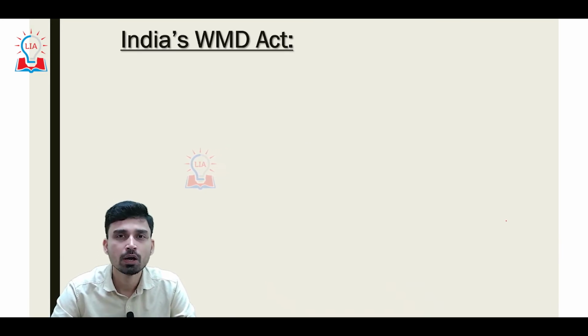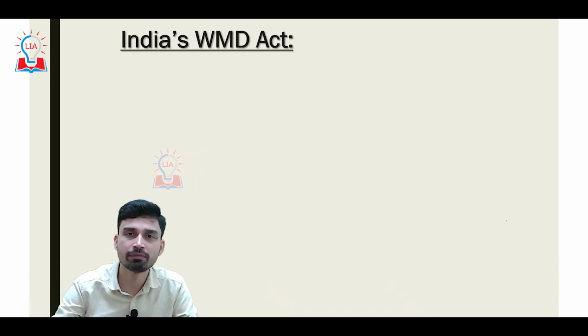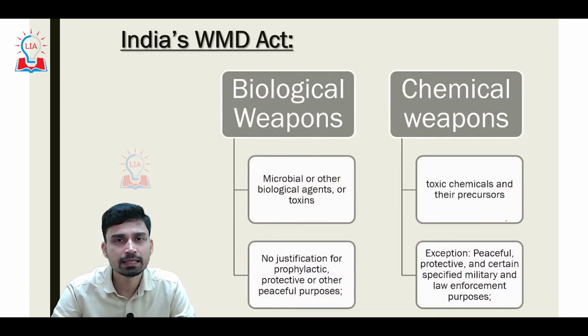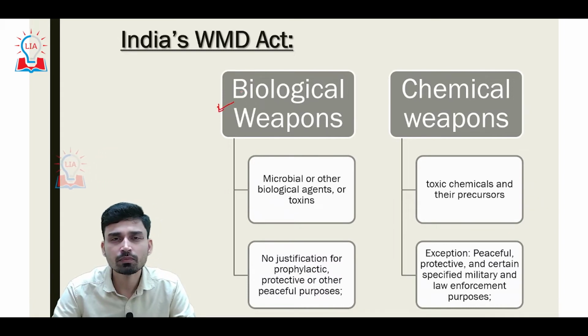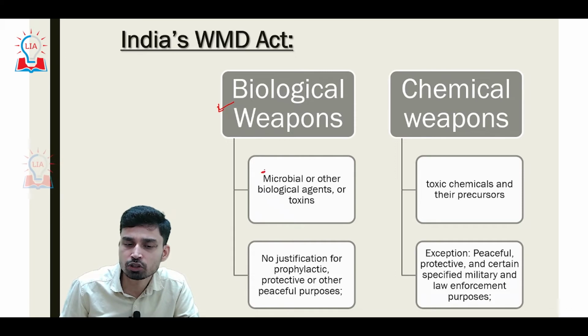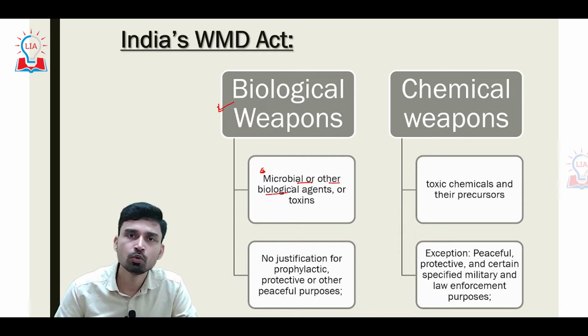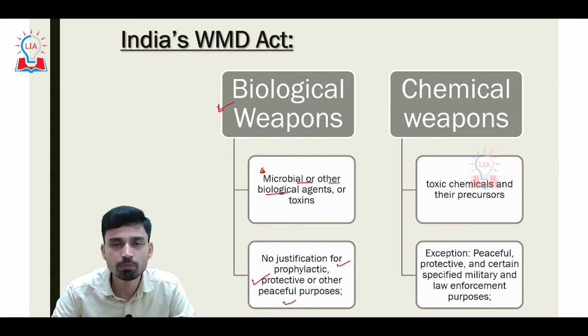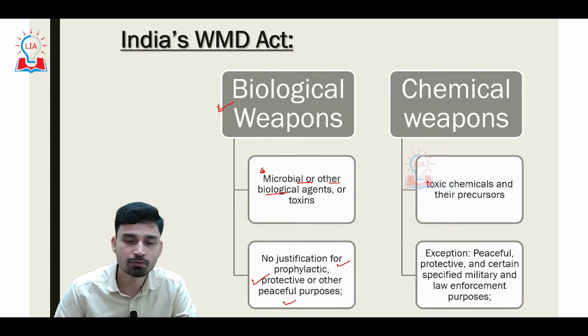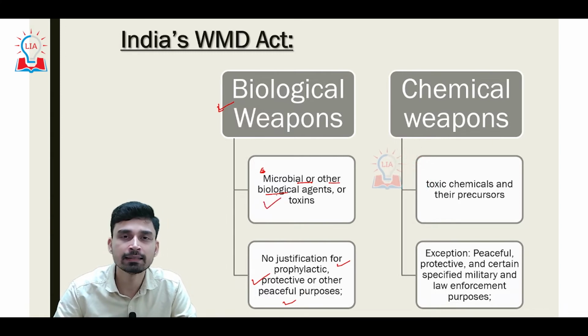Now, what about India? How does India's WMD Act define weapons of mass destruction? Basically, the nuclear weapons definition we already understand. So it says what the biological weapons are. As per India's Act, it defines biological weapons as any such microbial or any other biological agents or toxins whose presence or whose preparation or manufacturing cannot be justified for any prophylactic, protective or peaceful purposes. Not only that, even if someone is developing a delivery system for transportation of such agents and toxins, then that can also be characterized as a biological weapon.